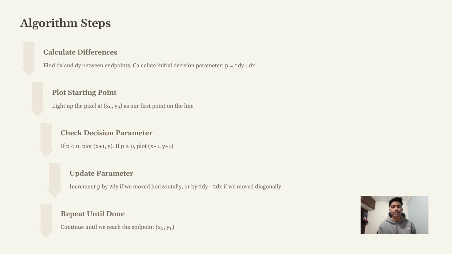Let's discuss the algorithm steps. Here's how the algorithm works very quickly. Number 1. Calculate dx, dy and the initial decision parameter. Then plot the starting point. Then check the value of p. If p is less than 0, we move horizontally. If p is 0 or more than 0, we move diagonally. We'll update p based on the movement. Then we repeat these steps until we reach the final point. The beauty is that this same small process repeats for every pixel, making it very efficient.